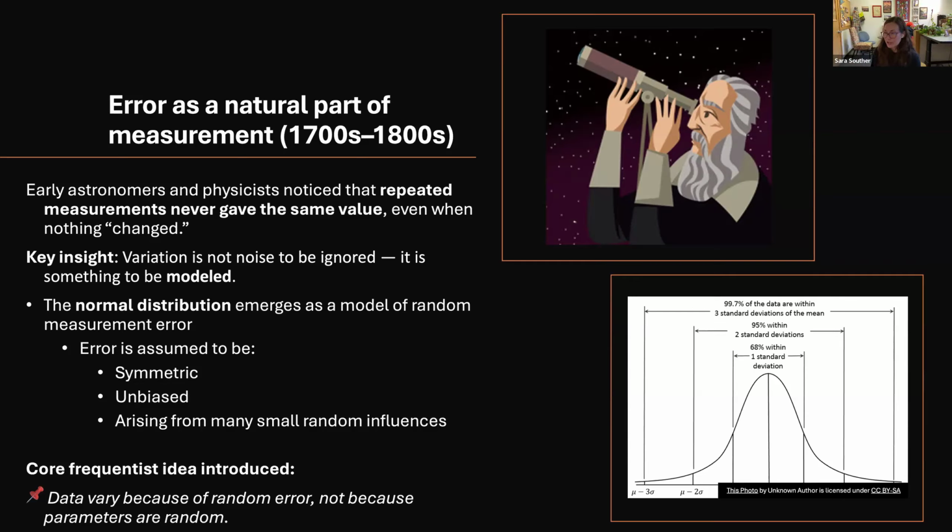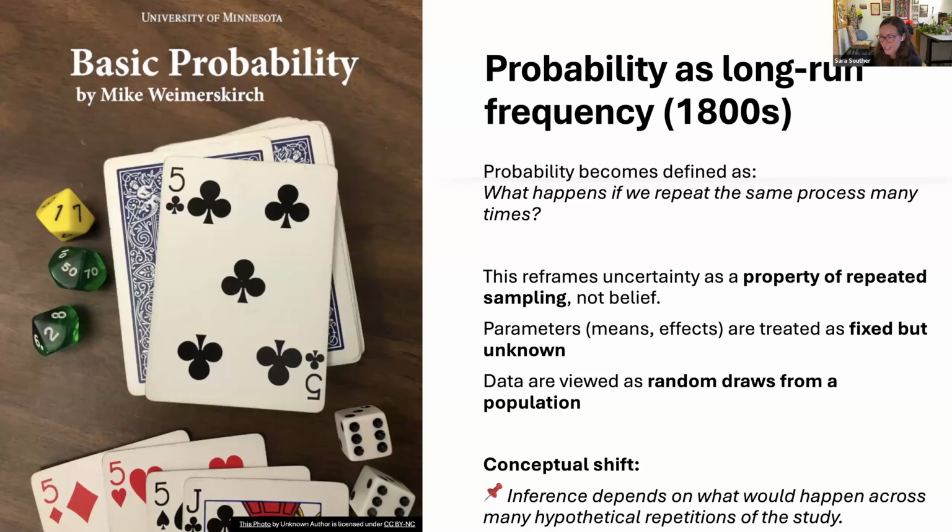And here's the foundational frequentist idea that came out of this. Data vary because of random error, not because underlying parameters are random. So not the thing that we're actually looking to measure. That's not random. It is because of our data. The data themselves introduce this randomness. Okay, and classic folks like Galileo, Newton, Gauss, they were all key figures in this era. The other name for the normal distribution is a Gaussian distribution, and that's why. It's because of this guy, Gauss.